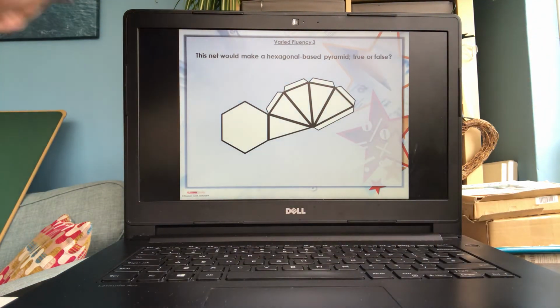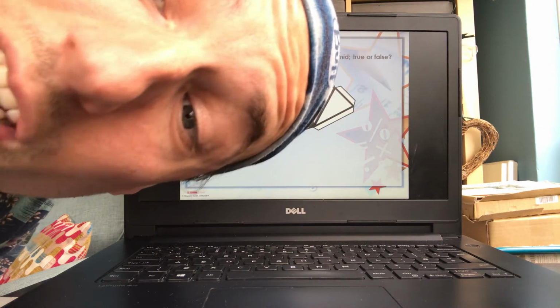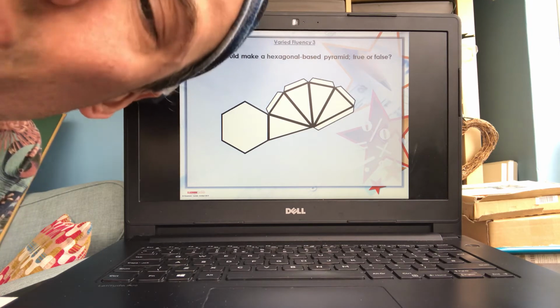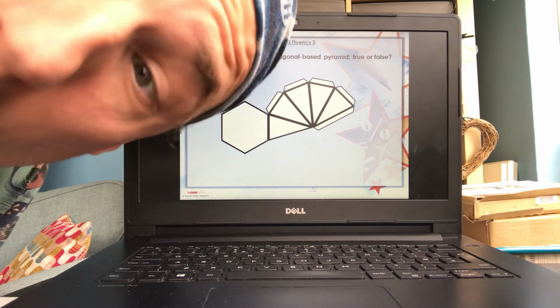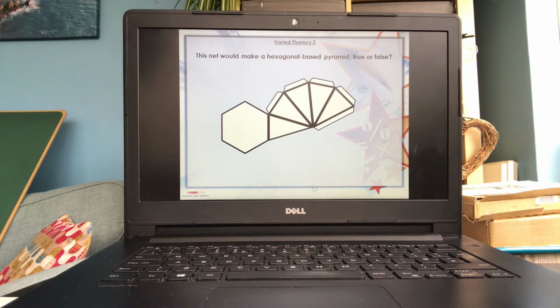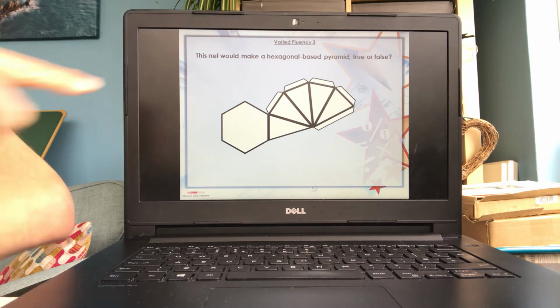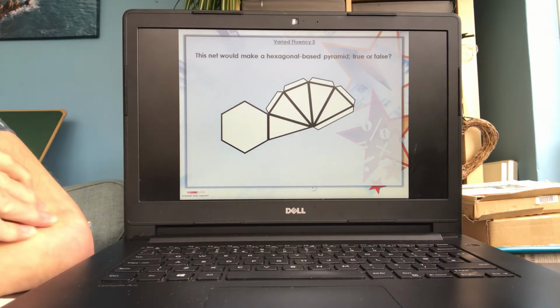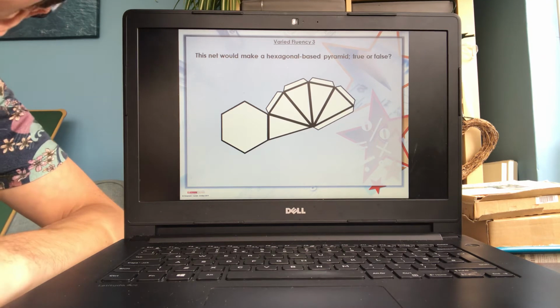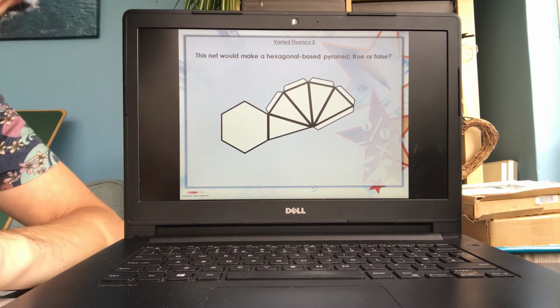Now, this is where it gets tricky. If you can print, I would recommend you print and then cut them out. Because we had this last year, either you see it or you don't. I don't see it. It takes me a lot of thinking. Right then, this net would make a hexagonal-based pyramid. True or false? Well, we can actually do some maths here. A hexagon has how many sides, Alfie? Yes, 6. So if we're having a hexagonal pyramid, we're going to need 6 triangles.